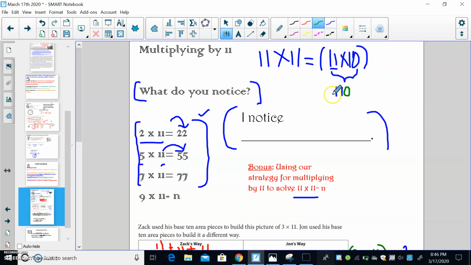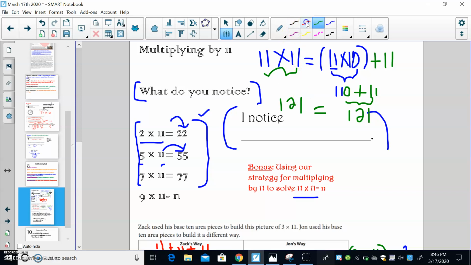But I'm not done yet because it's 11 groups of 11. So I still need one more group of 11. So 11 plus 110 would give me 121. Which is the same as if I were to just multiply or do 11 equal groups of 11, it would also give me 121.